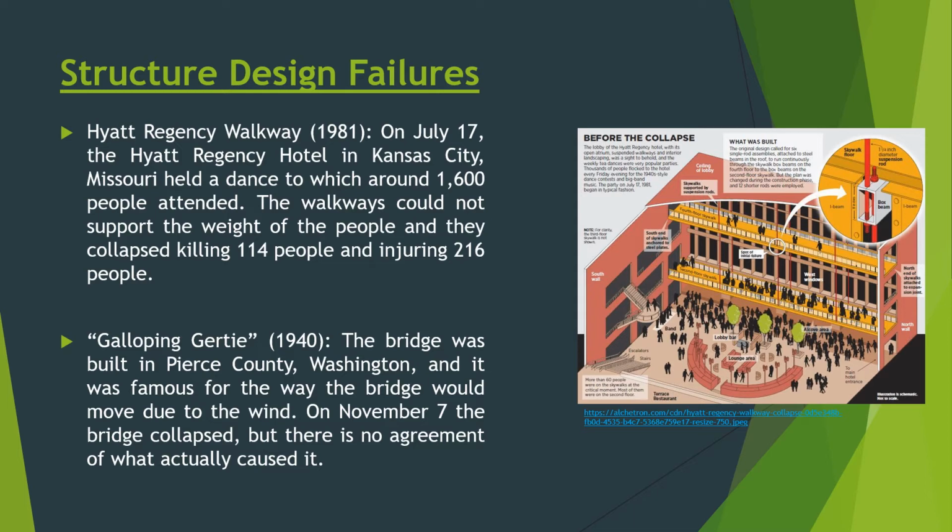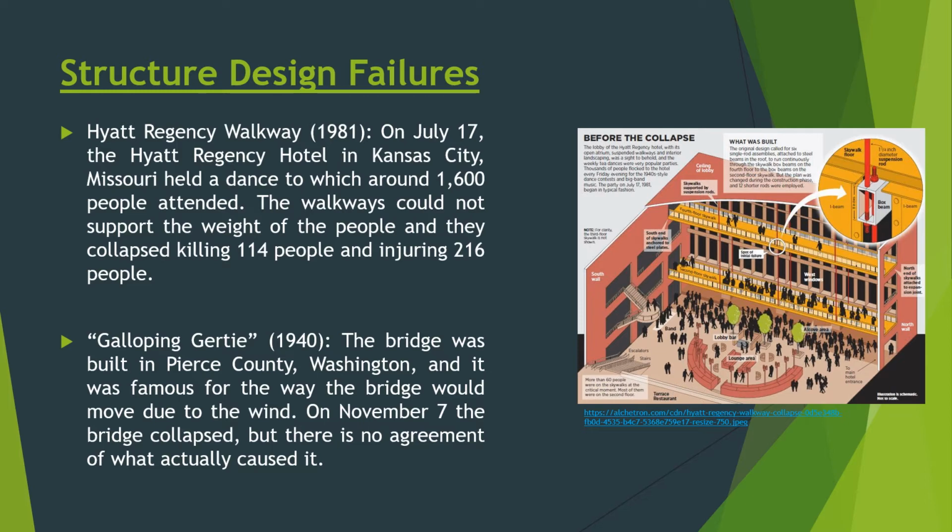The second example that I want to talk about is Galloping Gertie, which was a bridge located in Pierce County, Washington in 1940. This bridge was very famous since it would swerve. People liked to drive on the bridge so they could have a little thrill. And on November 17th, the bridge collapsed. There's not really an agreement on what actually caused it, but the speed of the wind was around 42 miles per hour.